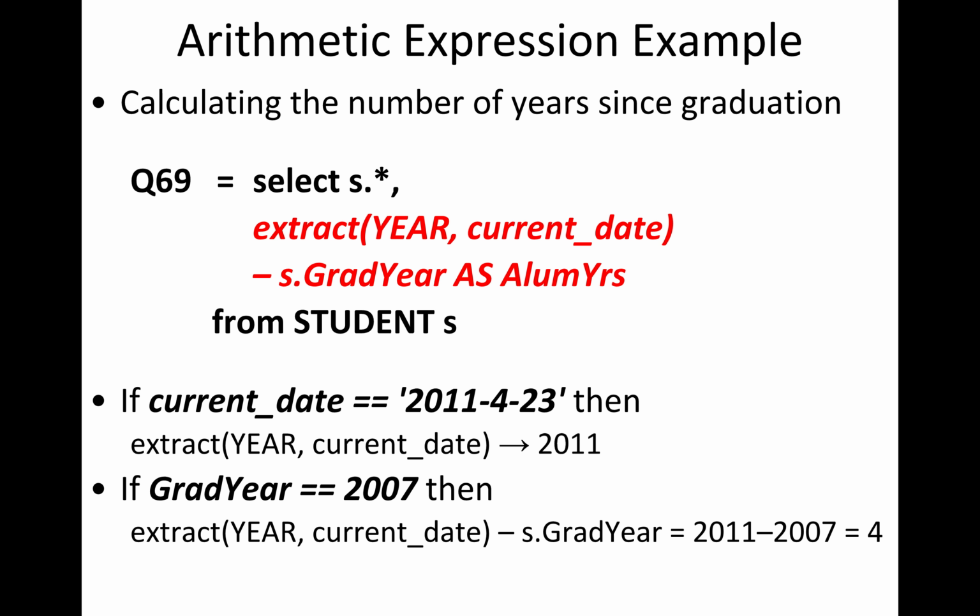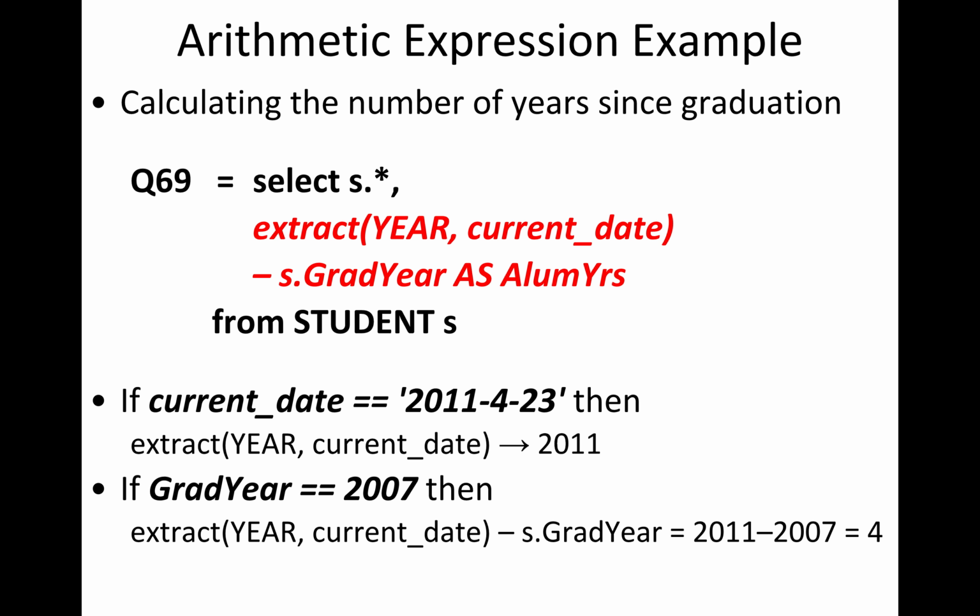So if the current date is 2011, then the extracted year is 2011, and if the graduation year is 2007, then 2011 minus 2007 gives you 4, right? So extracting all that and subtracting gives you 4. So this retrieves where you are in your graduation.